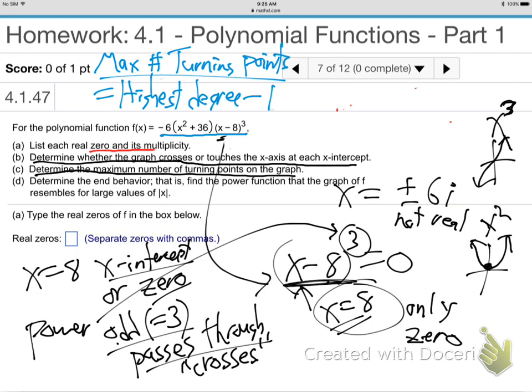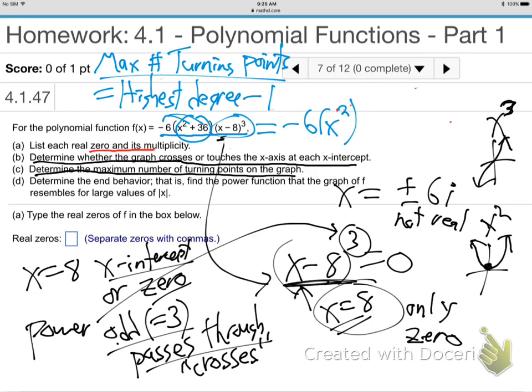I'm not going to FOIL it all. That'd be a big pain. But you know what? Without FOILing it all the way out, you could still find what the most powerful term will be. You'd have minus 6, of course, and then this x squared plus 36. I'm just going for the most powerful, so that would be the minus 6 times the x squared. And then this x minus 8 cubed, that would be 3 x minus 8s.